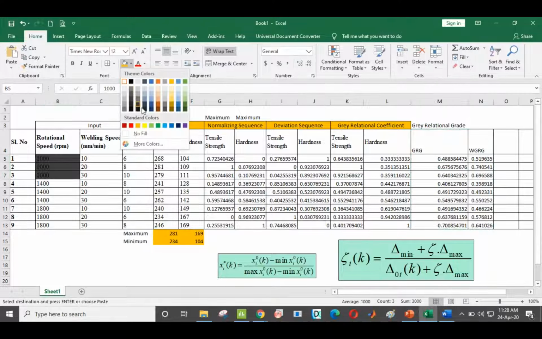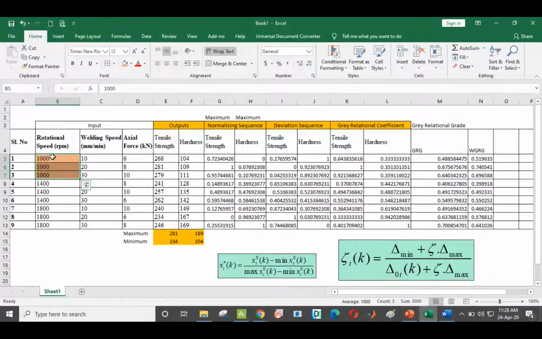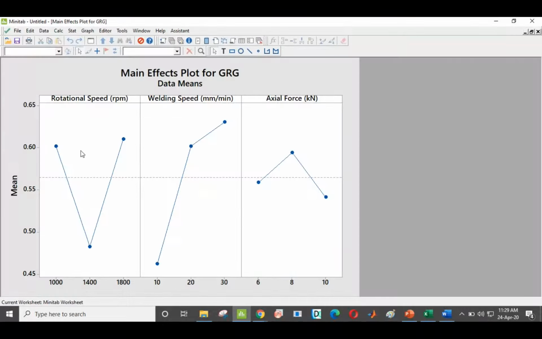So here I will highlight. Check the rotational speed. The first three have level value 1. Just I have to put the average. At the bottom you can see average, count, sum, and all these things. So our average is 0.601. Go back to the plot, we can find 0.601. So keep your cursor at the point that corresponds to level value 1. So 0.601.